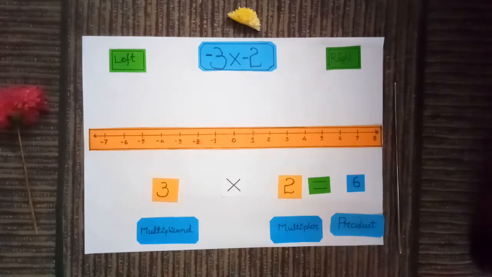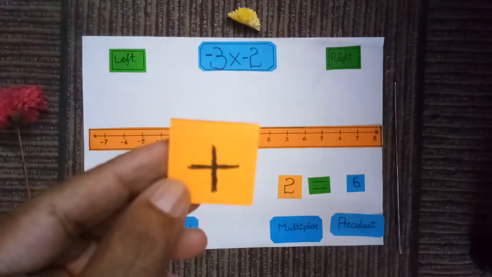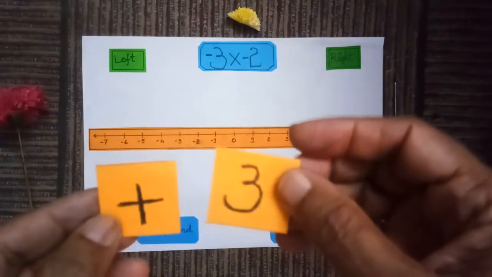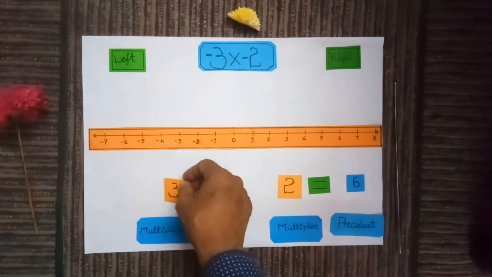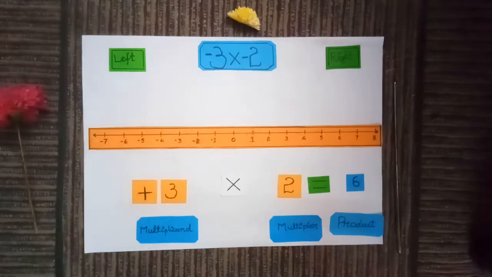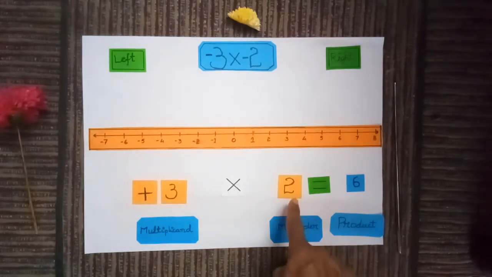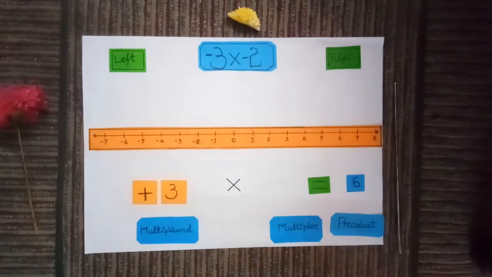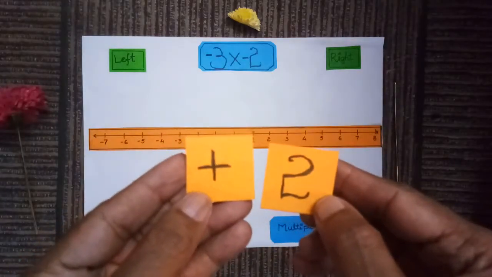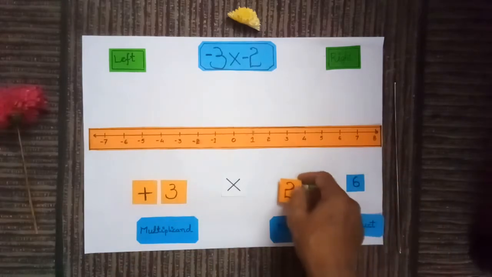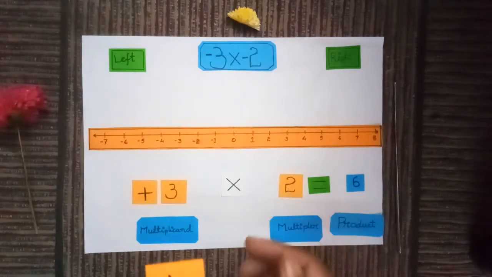Now let us assign signs for the multiplicand and the multiplier. Let us begin with the multiplicand 3; let us assume that it is plus 3. And for the multiplier also, let us assign a sign like this. Let it be positive 2. So positive 3 and positive 2. This is case number 1.